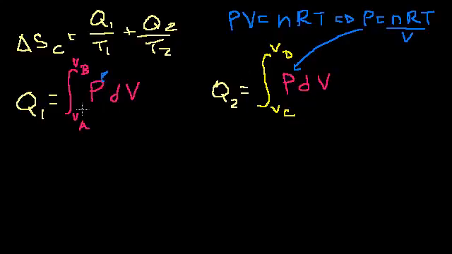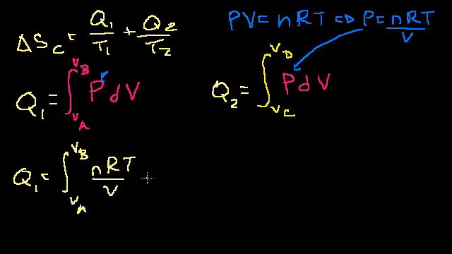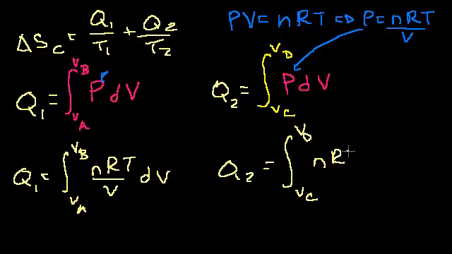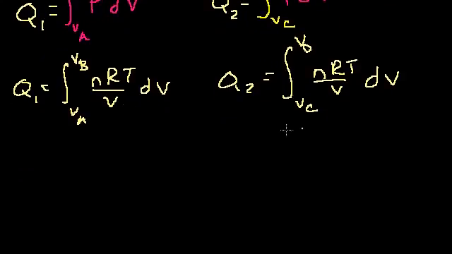That is P as a function of V. We now have the equation of the curve, and we're taking the area under it in both cases. So Q1 is equal to the integral from VA to VB of nRT over V dV, and Q2 is equal to the integral from VC to VD of nRT over V dV. I'm going to do two integrals in parallel, just so that you see that we're essentially solving the same thing.